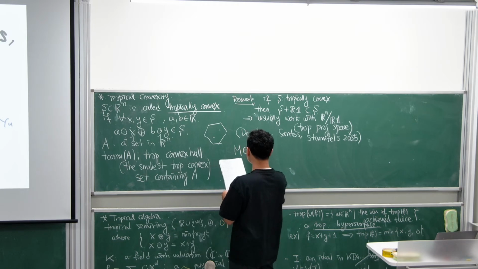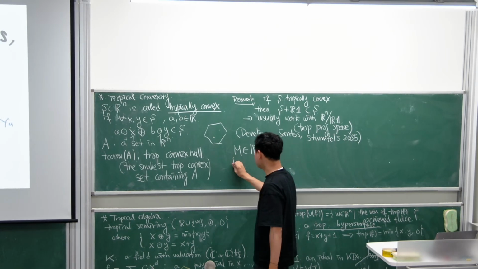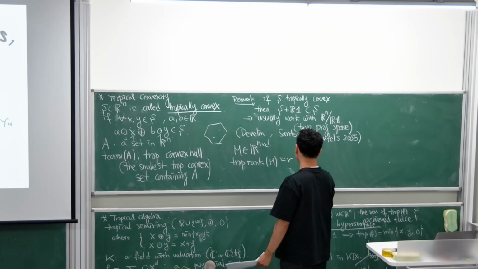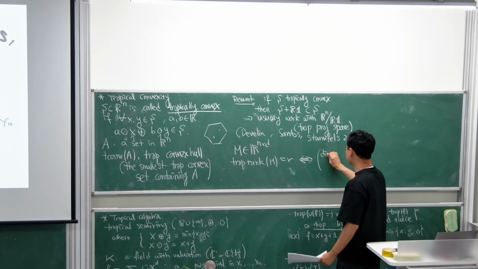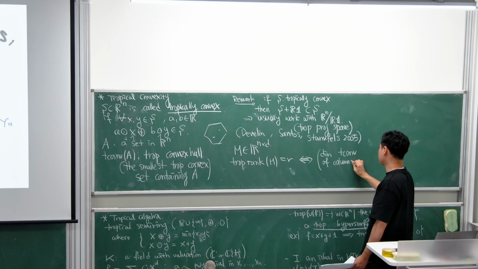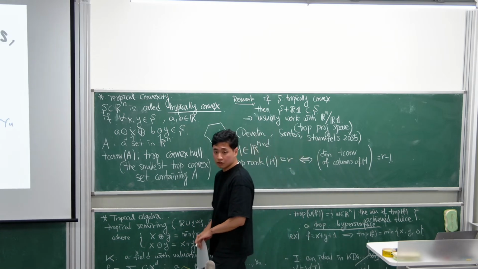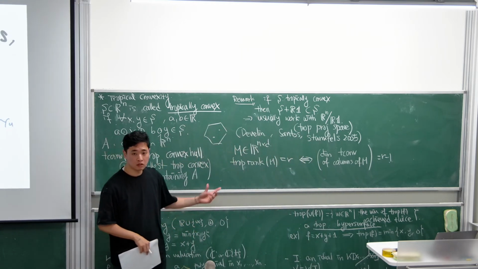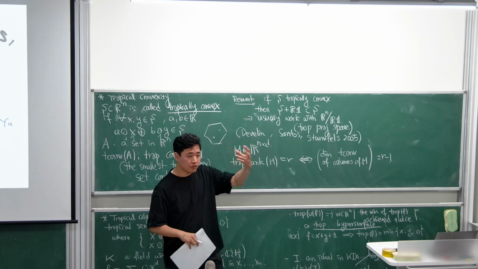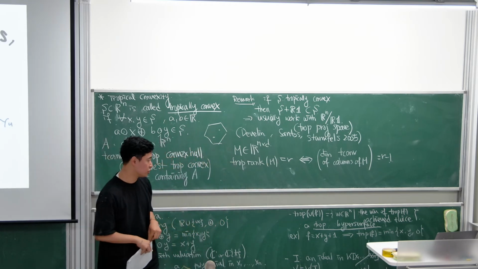Suppose that you have some matrix M. Then the tropical rank of M is r if and only if the dimension of the tropical convex hull of the columns of M is r minus 1. We have this result as a characterization of tropical convex sets from this matrix. So if you have a matrix whose tropical rank equals r, then the convex hull of its columns must have dimension r minus 1.